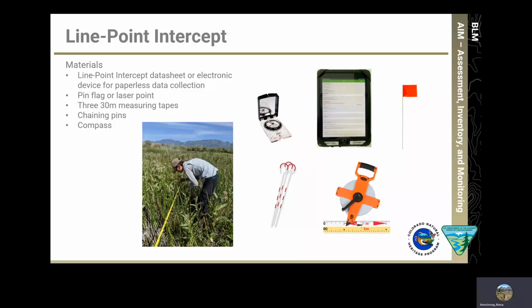It is important to gather the materials needed to successfully collect LPI data. Notable items include the line point intercept datasheet or an electronic device such as an iPad with appropriate Survey 123 forms for paperless data collection. A pin flag or laser point can be used to collect data at each LPI point along the transect.